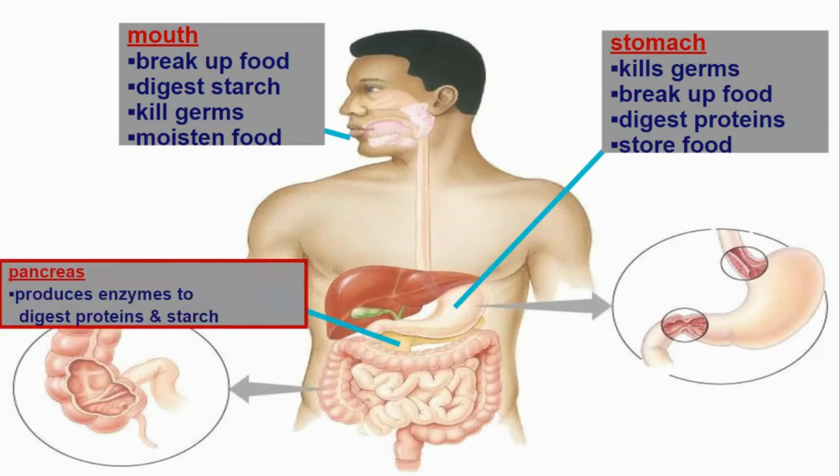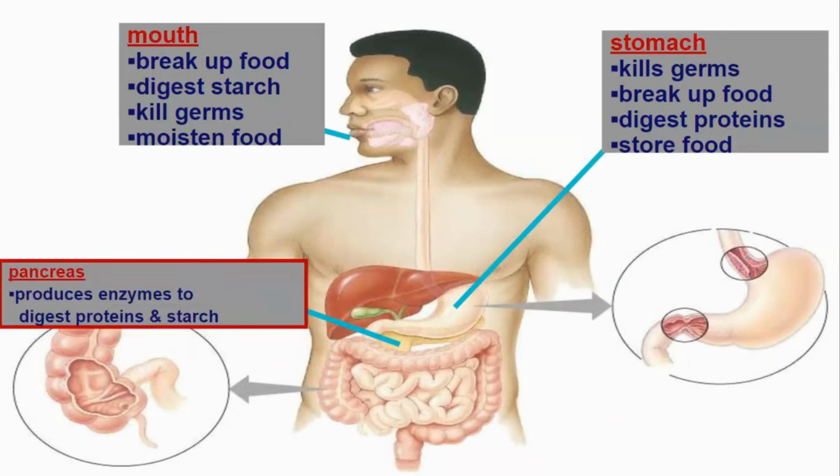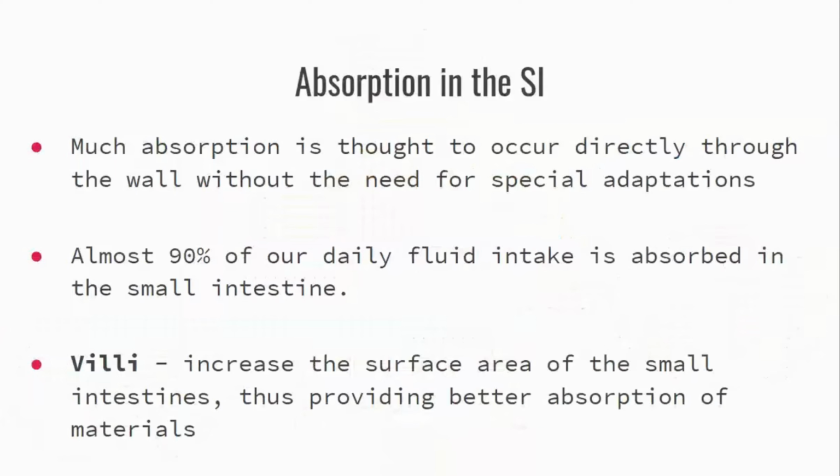What does pancreas do? It produces enzymes to digest proteins and starch. The stomach kills germs, breaks up food, digests proteins, and stores food. The mouth breaks up food, digests starch, kills germs, and moistens food.